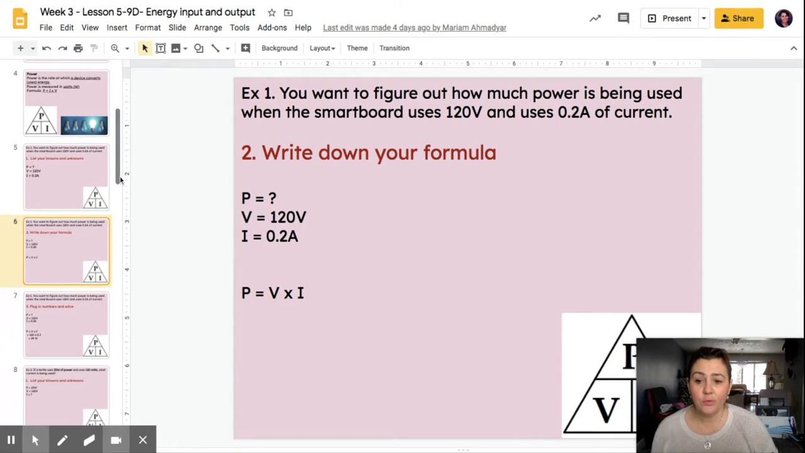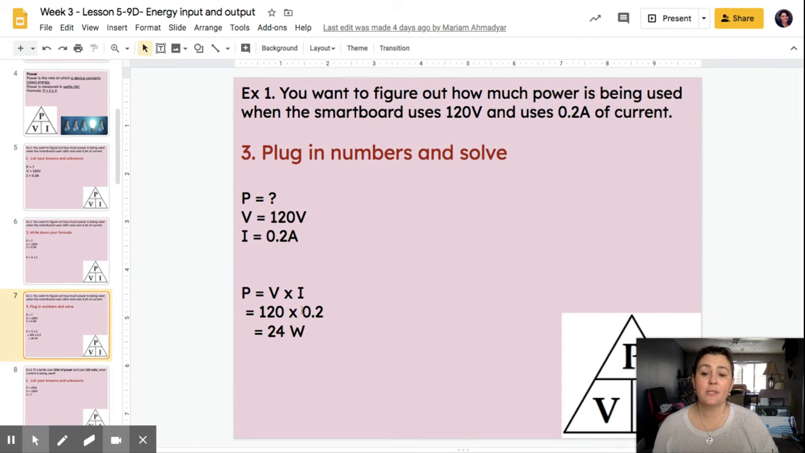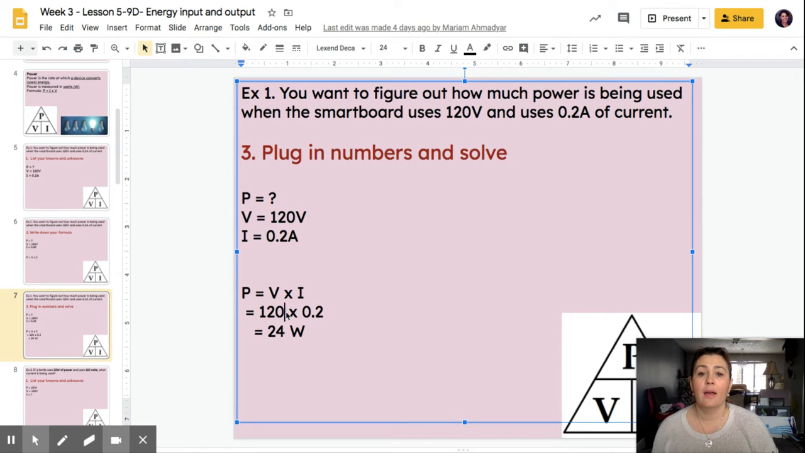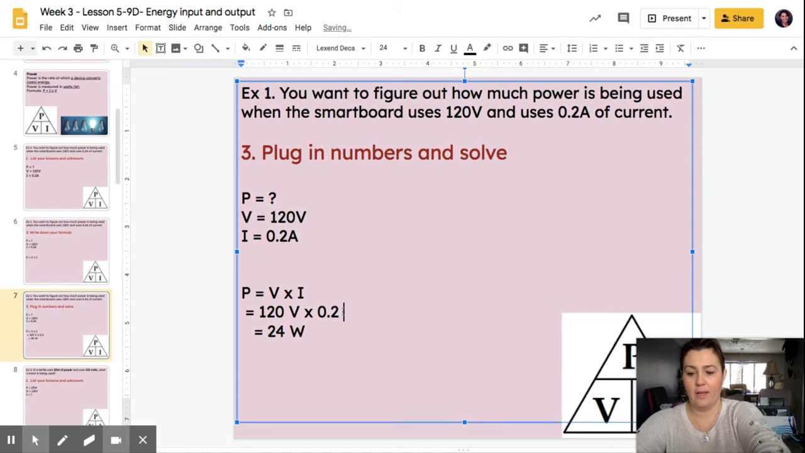Now that you know your formula, let's substitute in. When we substitute in, you should always be substituting with units. So I'm going to actually add those. 120 volts times 0.2 amps. And that's all taken from right here. So 120 times 0.2. You get your calculator and you put that in. 120 times 0.2 gives you 24. Now don't forget units. W, watts.